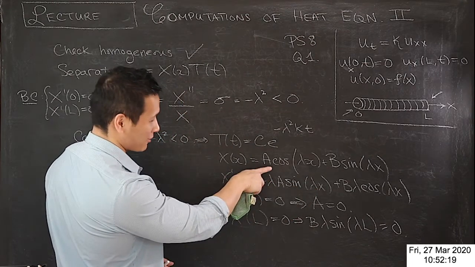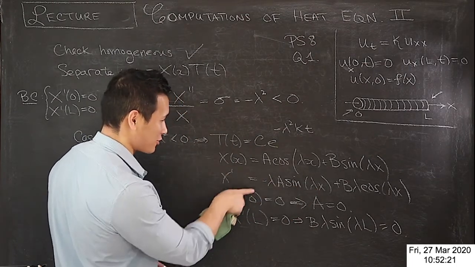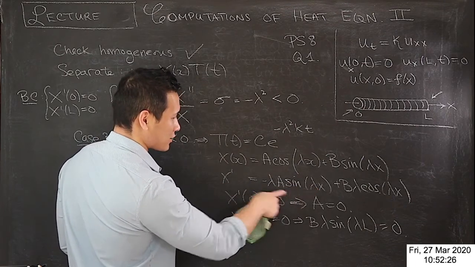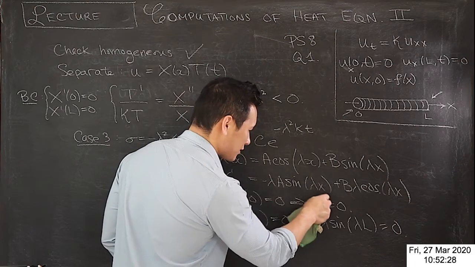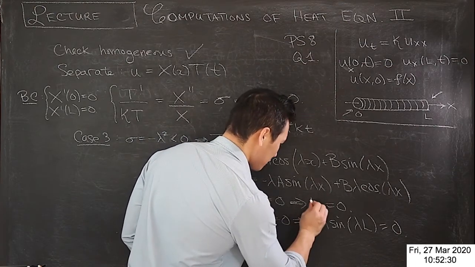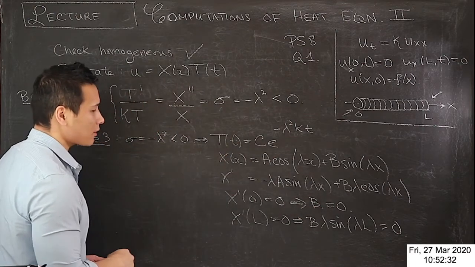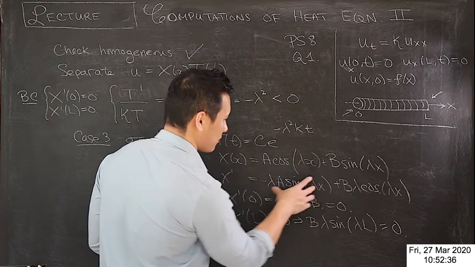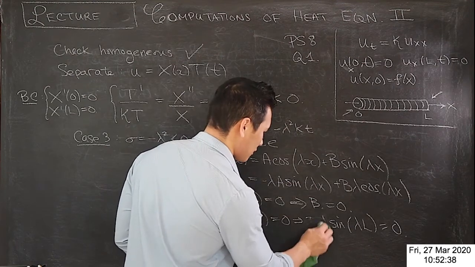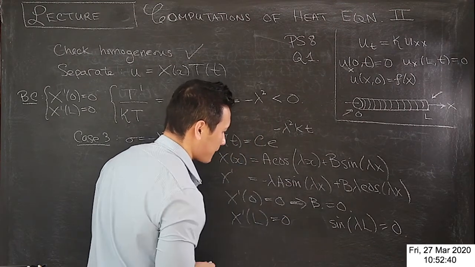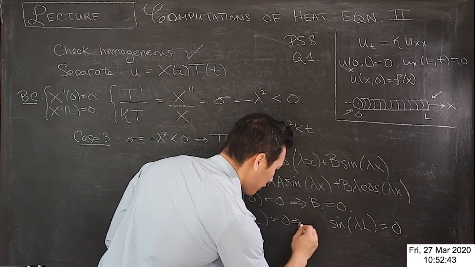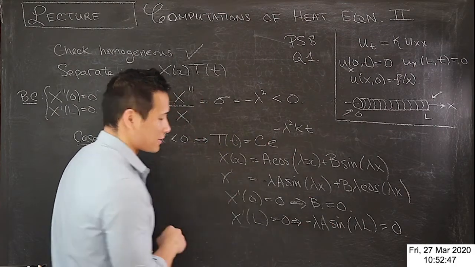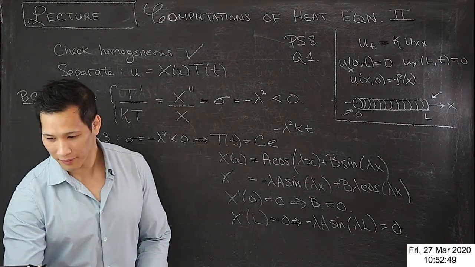Someone in the chat said, oh, you've not differentiated your trig functions right. Okay, so then x equal to 0, the a disappears. The conclusion is that b is equal to 0. And then X prime of L here, the b has disappeared. I'm left with minus lambda a times sine of lambda L is equal to 0. So I think we're okay now.